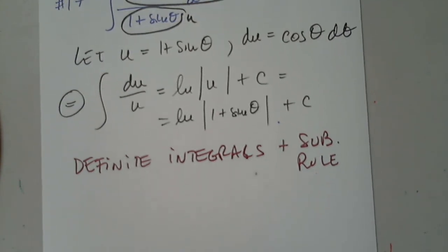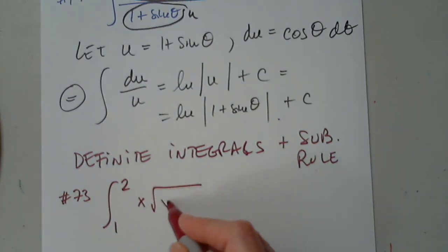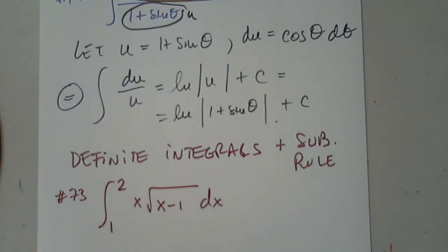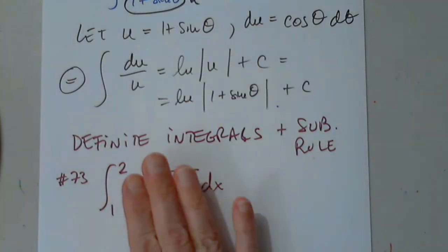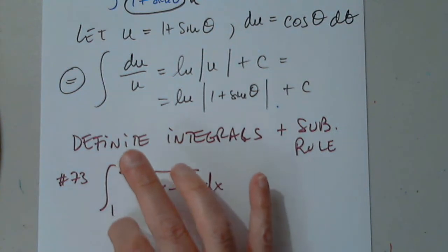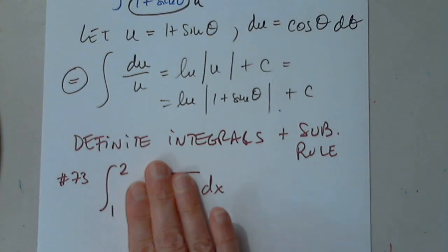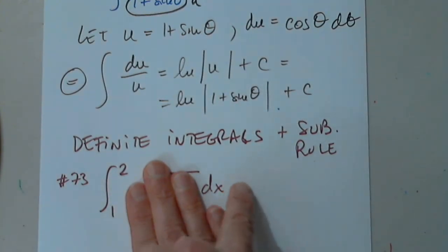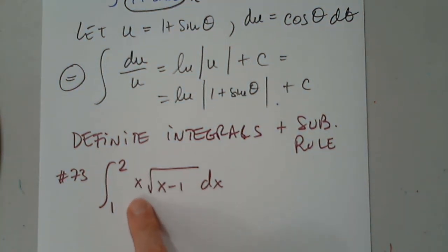Okay, I'm going to start with 73. In 73, we have the integral from 1 to 2 of x times the square root of x minus 1 dx. It caught my eye. Good. Now I have one thing to worry about, which is if this function is continuous on [1, 2]. Because if this function is not continuous, I will say FTC is not applicable, and I'm done. I move on to the next example. Between 1 and 2, the function is continuous.